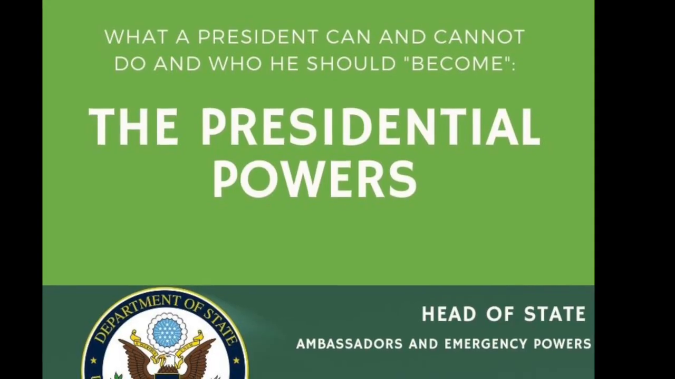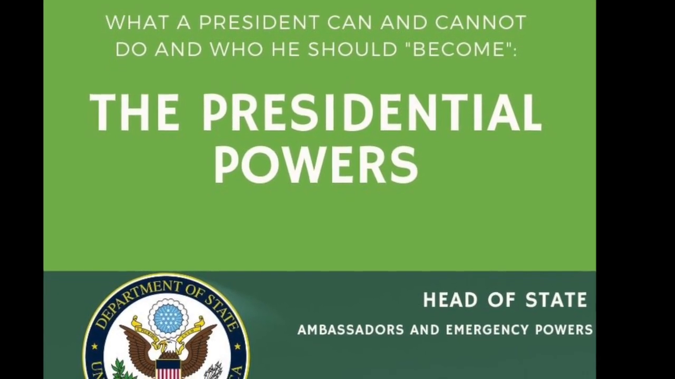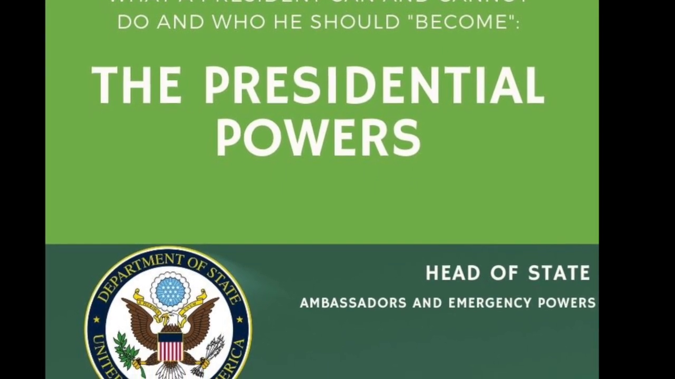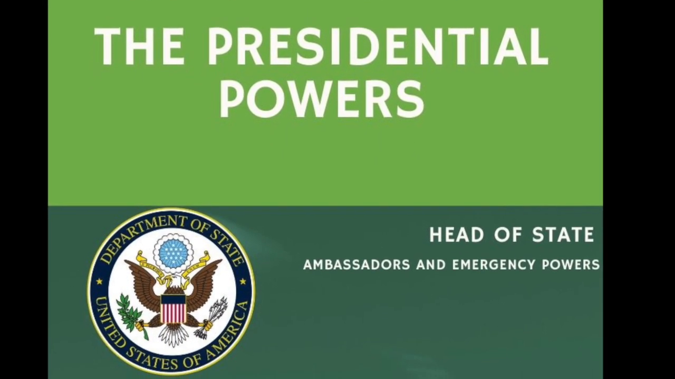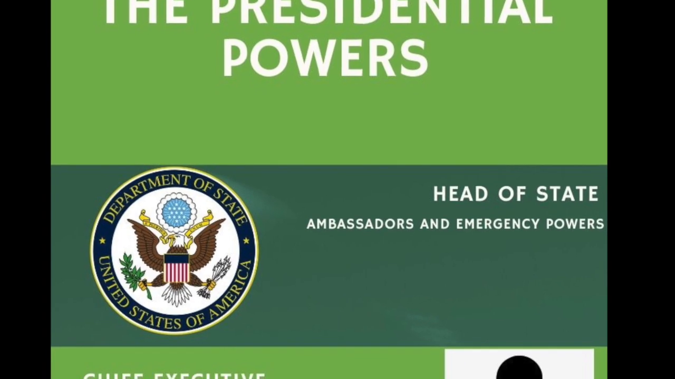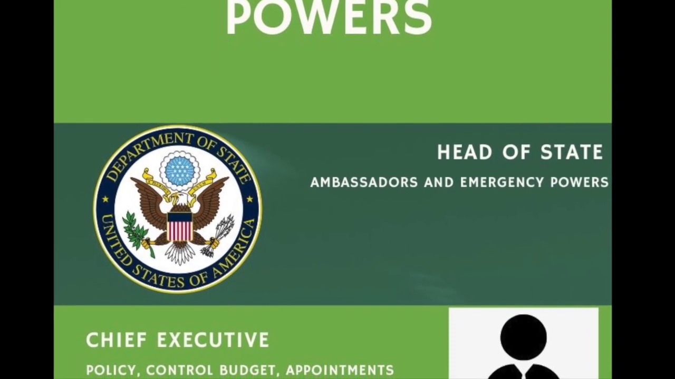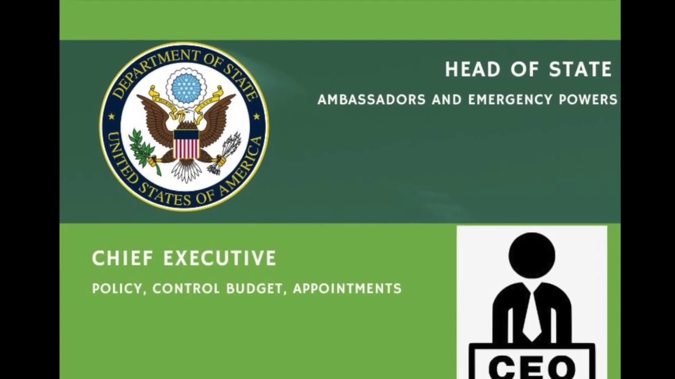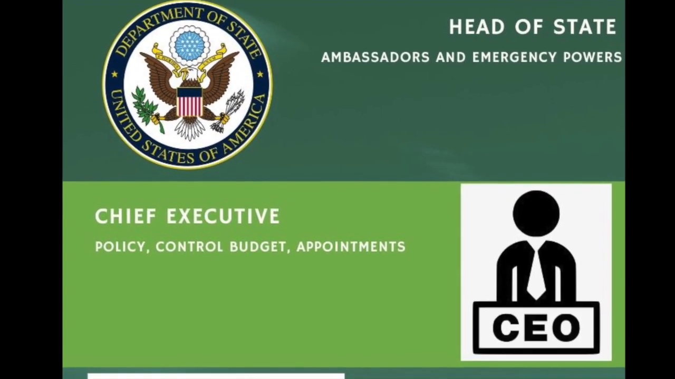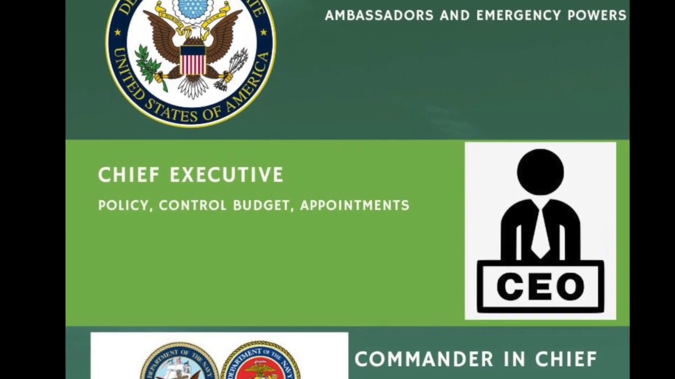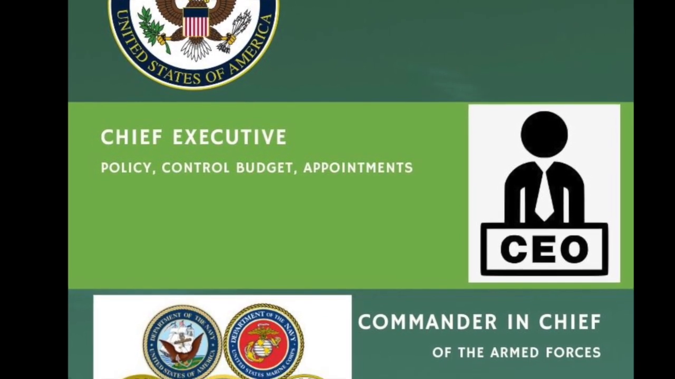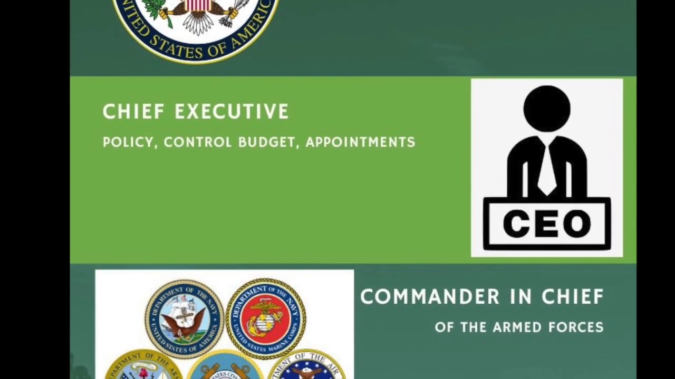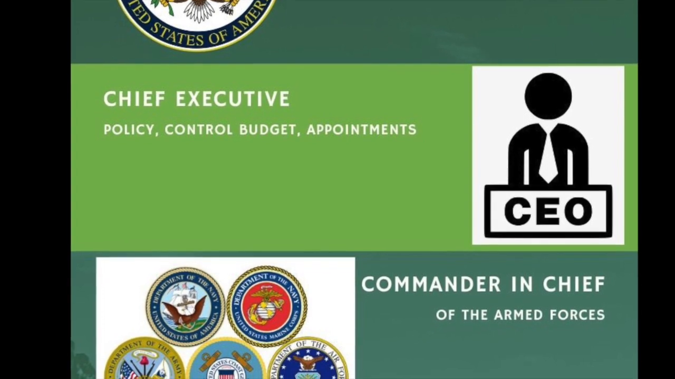While the rules for presidents are important to understand, before we do any of that, we must first understand the different powers that the president has once he is elected. The first presidential power is that of the head of state. In this role, he is in charge of the ambassadors and emergency powers. The second is a chief executive. He is the head of policy, he controls the budget, and he appoints other people to their positions.